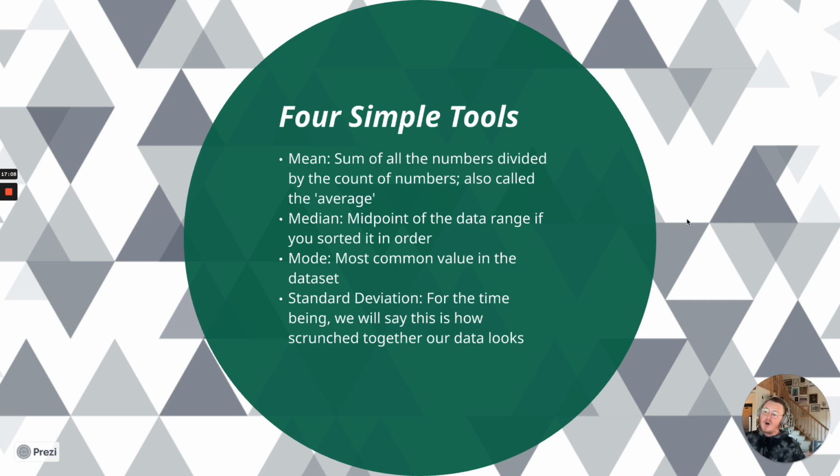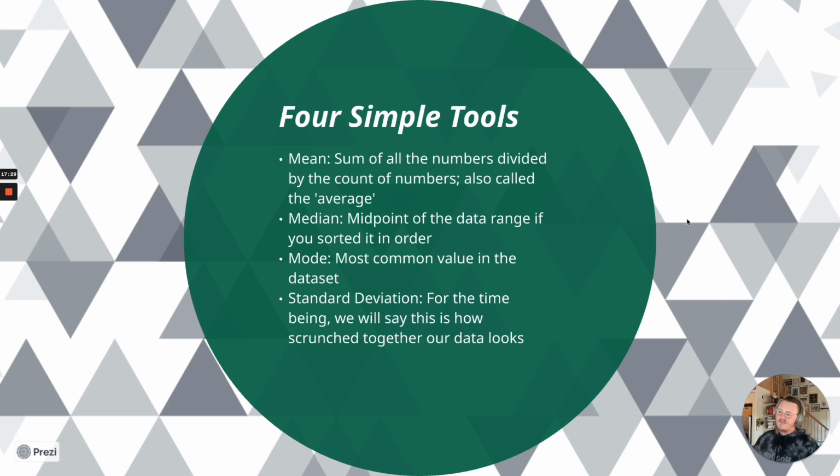And then the mode is the most common value in the data set, right? So let's say that our mean is 5 birds per yard, and our median is 4 birds per yard, but the mode is 2 birds per yard. And that means that most yards have 2 birds. That's the most common value.